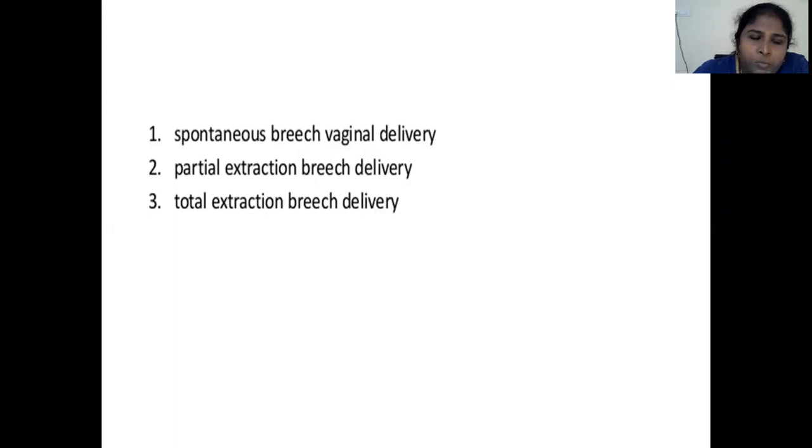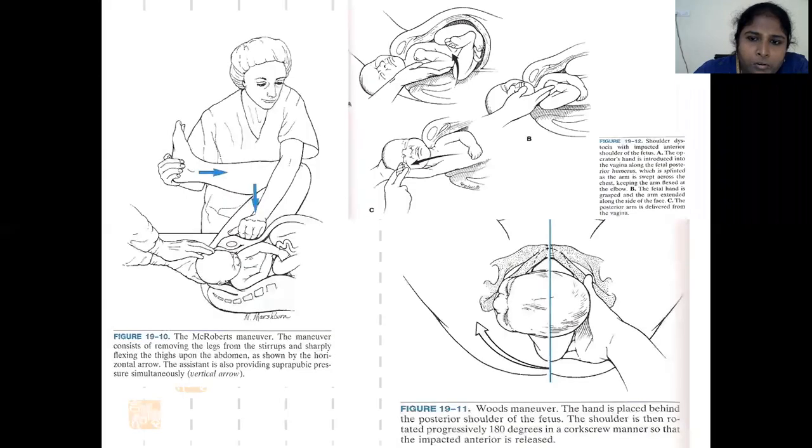The maneuvers for breech are Mauriceau-Smellie-Veit and Bracht maneuvers, which I think are already dealt with. These are the maneuvers for delivering the babies. This is actually not for breech.